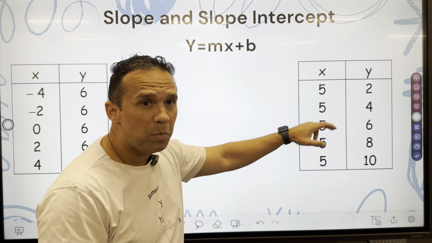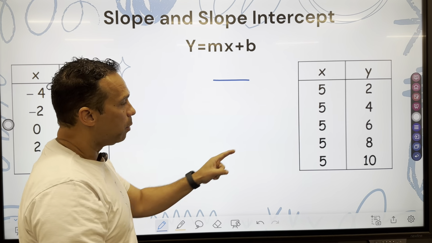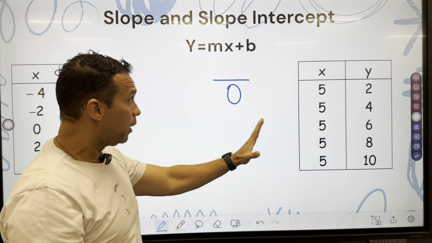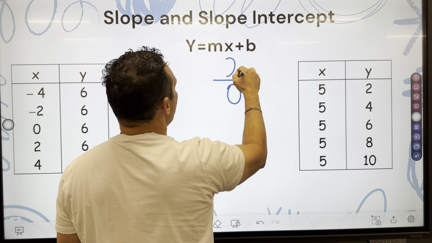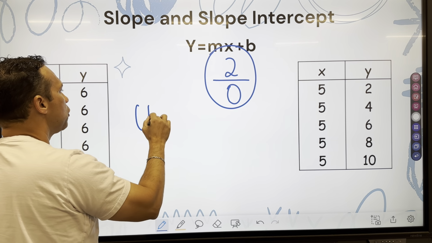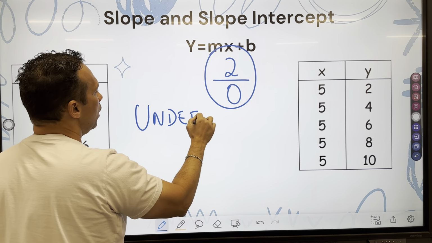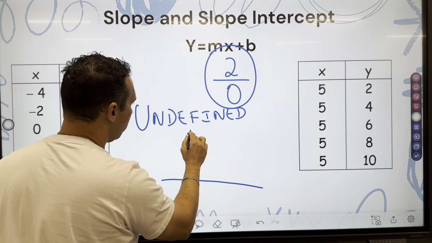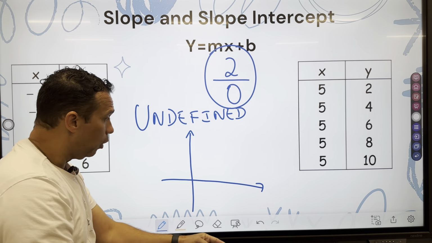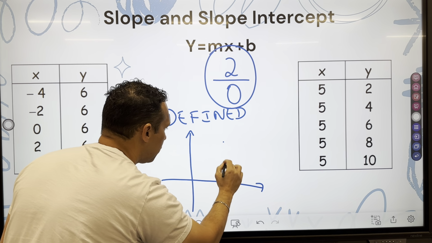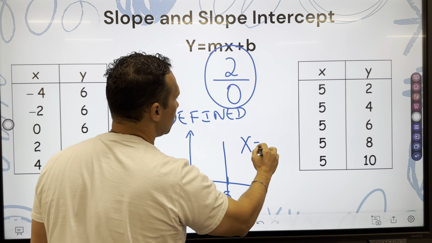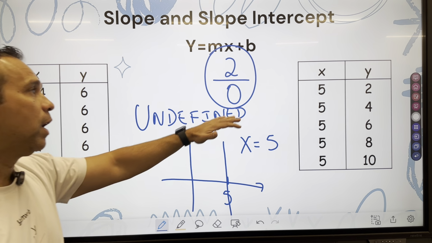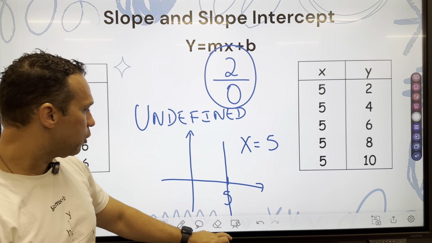And when x repeats, so x goes on the bottom, the distance between 5 and 5 is 0. That would be 2 over 0. We can't do this. This is called, slope is undefined. The graph is a vertical line on x equals 5. The equation is x equals 5. When y repeats, slope 0. When x repeats, the slope is undefined.